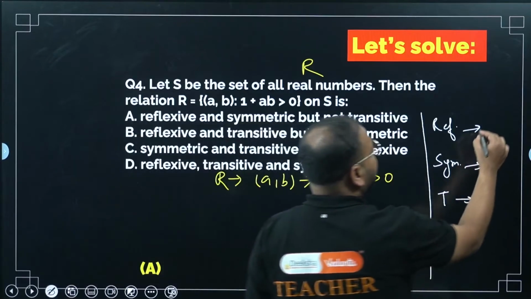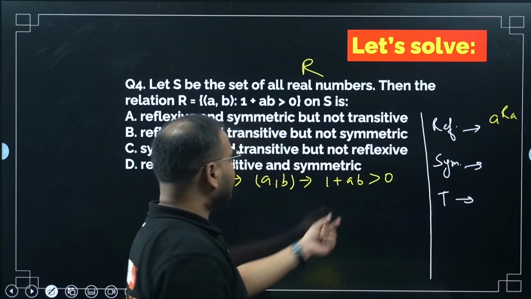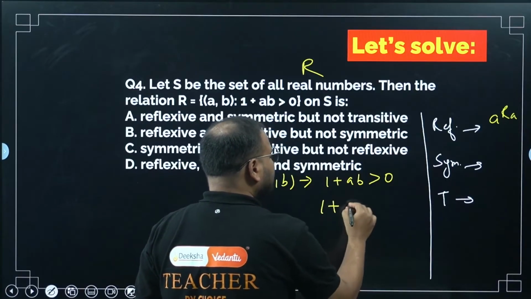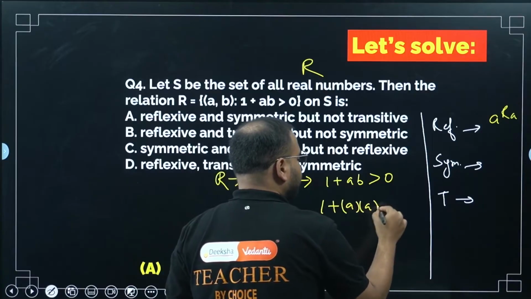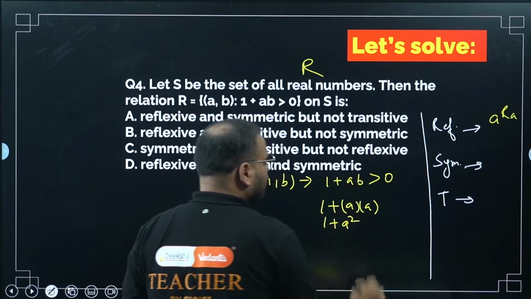It has to be ARA. We know it has to be ARA. See, if it is ARA, then this will become what? 1 plus A into A. Okay, 1 plus A into A is what? 1 plus A square. Now look carefully.